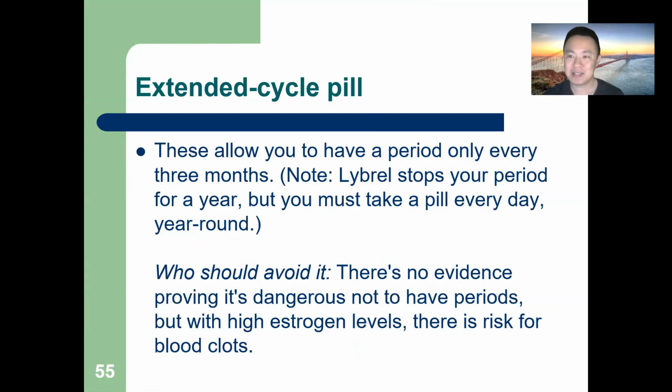All right, the extended cycle pill. This allows you to have a period only every 3 months. Note that Lybrel stops your period for a year, but you must take it every single day. Okay, and who should avoid it? Again, there's no evidence proving it's dangerous not to have periods, but again, blood clots due to high estrogen levels can be dangerous.